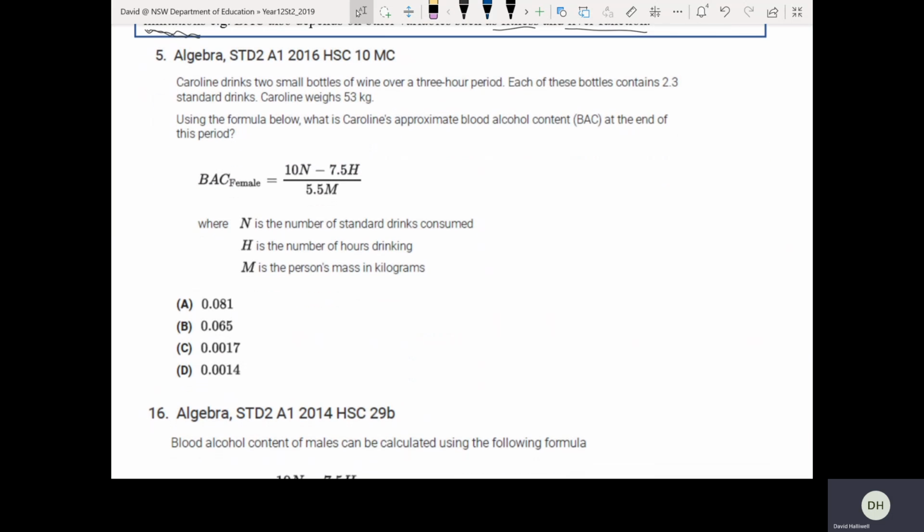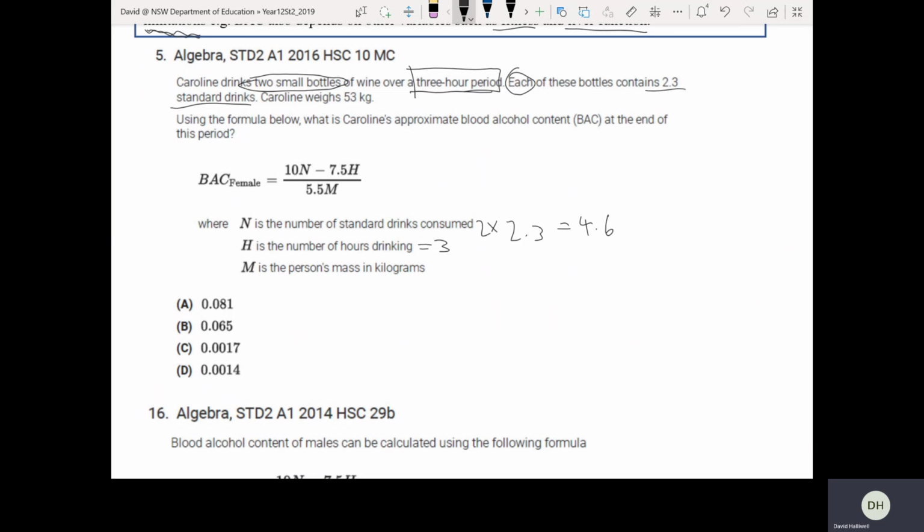All right, let's do a question here. We drink 2 small bottles of wine, over a 3-hour period. So straight away, 3-hour period tells us the time. So the number of hours drinking is 3 hours. Each of the bottles is 2.3 standard drinks. A lot of people would go, oh, 2.3 standard drinks, but that's each bottle. There are 2 bottles, so you need to times that by 2.